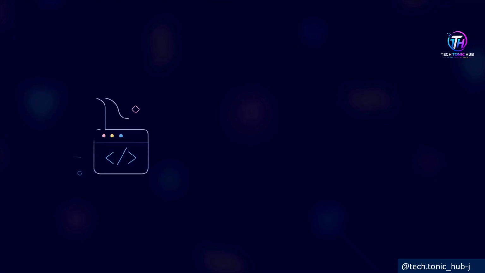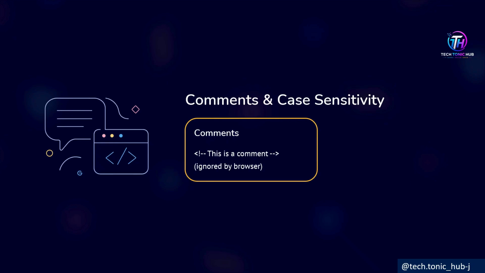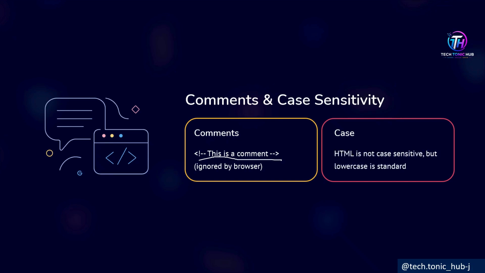Now let's understand comments and case sensitivity in HTML. Sometimes we want to write notes inside our code. For that we use comments. Comments are written like this. We use angle brackets. Inside that, use the exclamation mark and then hyphen hyphen, write the comment, hyphen hyphen. The browser completely ignores the comment. Comments are useful for explaining your code or temporarily disabling part of it. Although HTML is not case sensitive, developers always write the tags in lowercase because it is considered a best practice. You can also write it in uppercase.